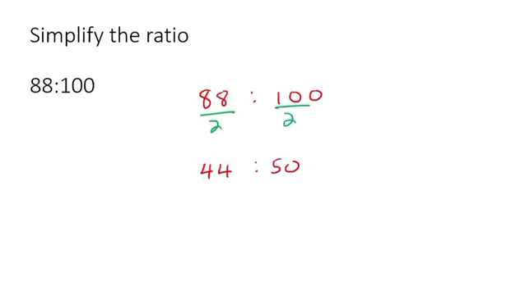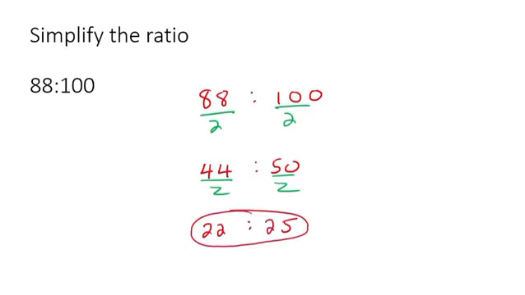But then don't stop there, because now we can use the number 2 again. So we just divide by 2, and that'll give you 22 and 25. Now, there is no number that can now go into both of those. You could try. The number 3 doesn't work, 4 doesn't work, 5 doesn't go into both of them, 6, 7, 8. Nope, that would be your final answer.